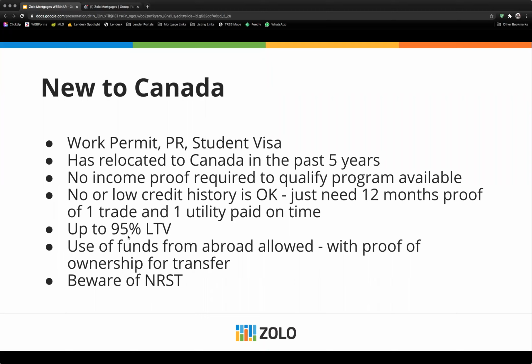Based on legal status, there's one thing you need to be aware of. If the client is not PR, if they are work permit or student visa, depending on the neighborhood that they're buying in, they may be subject to something called NRST. And you may have heard of this. This is called a non-resident speculation tax. This is specifically for Ontario.